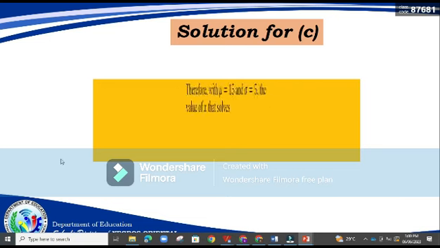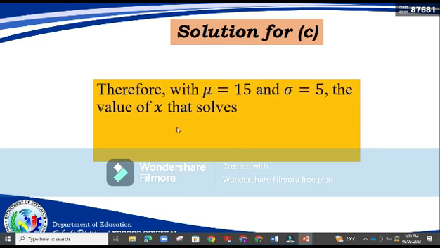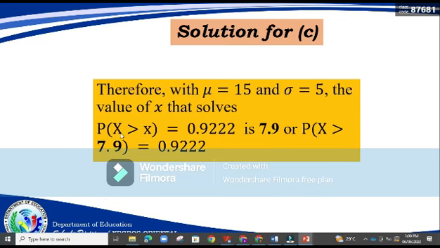So therefore, with mu or with mean is equal to 15 and standard deviation is equal to 5, the value of x that solves probability when x is greater than x is equal to 0.9222 is 7.9, or the probability when x is greater than 7.9 is 0.9222. Okay, I hope that you are able to still follow.